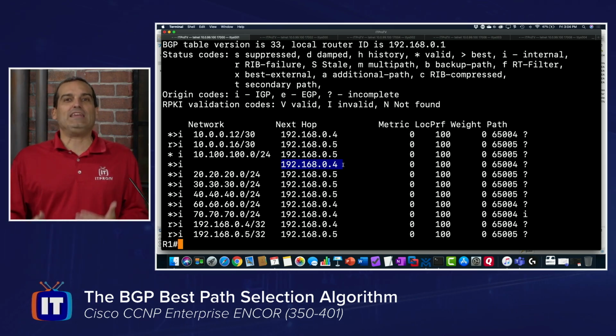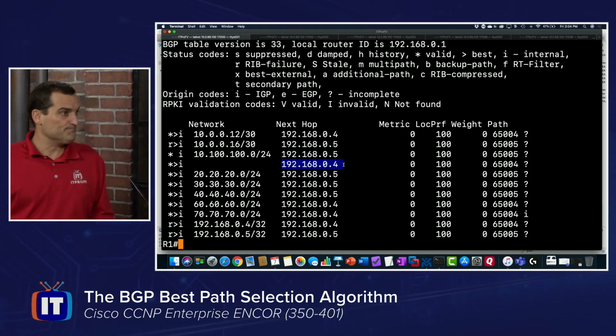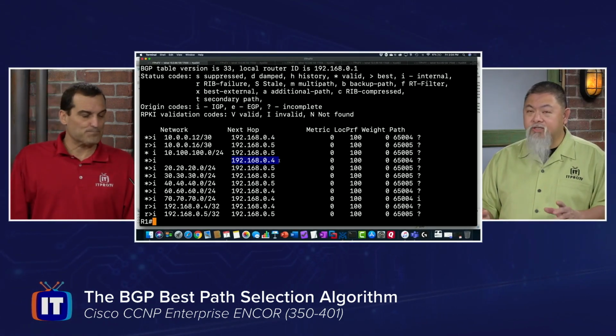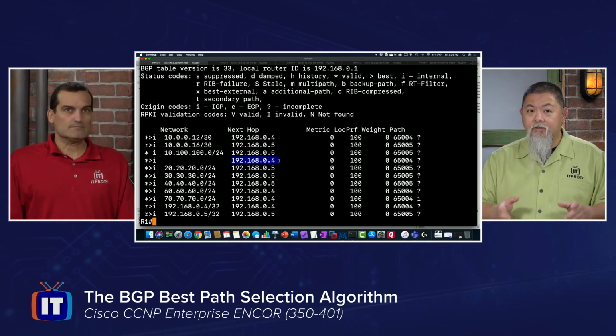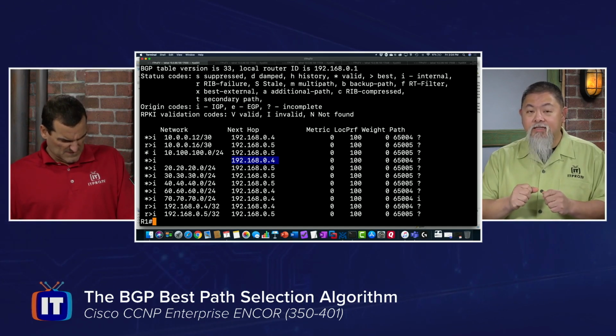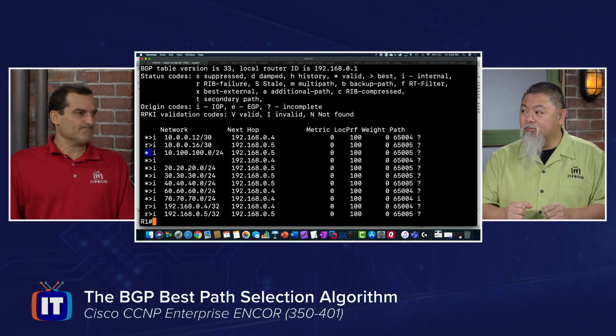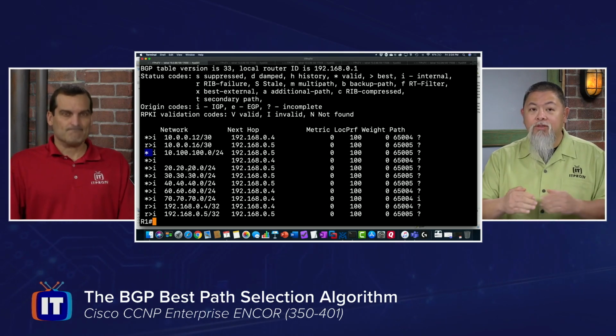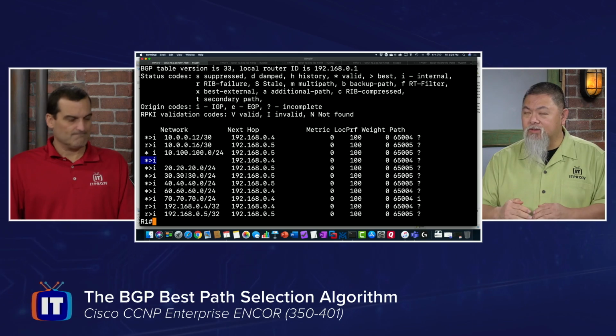If BGP needs to break the tie, it will, using some fairly random way to do it, like lowest IP address. Just as a reminder, if we look over on the left-hand side, we notice that one has just the asterisk, which means that it is a valid path, but it's not the best. And this is how we can distinguish between those two possibilities.